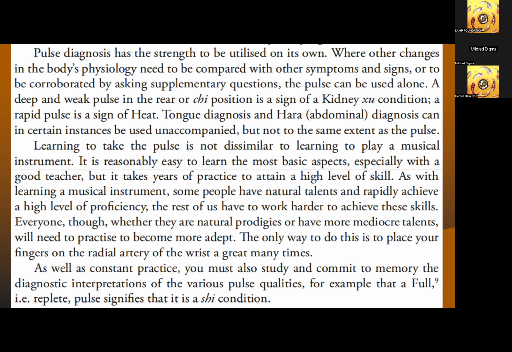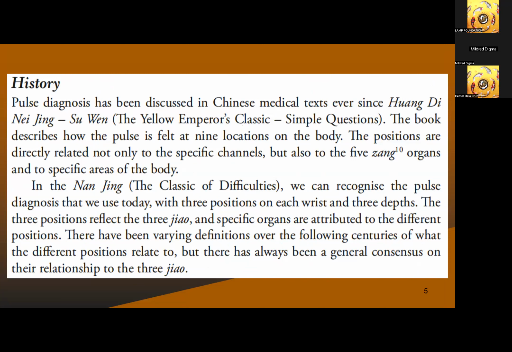History. Pulse diagnosis has been discussed in Chinese medical texts ever since the Huangdi Neijing Su Wen, the Yellow Emperor's classic. The book describes how the pulse is felt at 9 locations on the body. The positions are directly related not only to the specific channels, but also to the 5 Zang organs and to specific areas of the body.